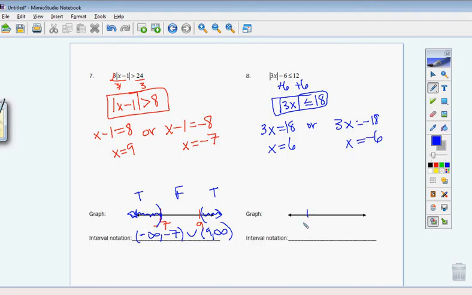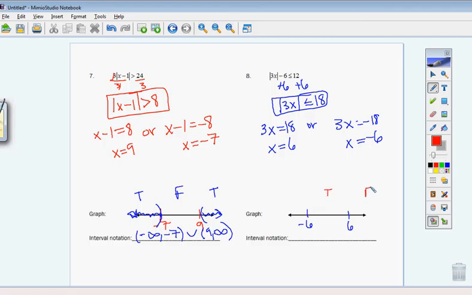So now I just go here and I'm like, oh, negative 6. Over here I say 6. And again, I got to test values. Well, what's a good one? Let me try a different region here just so you're comfy. 0 is definitely right in here. Well, what's 3 times 0? 0. What's the absolute value of 0? 0. 0 is less than or equal to 18, so this is a true.